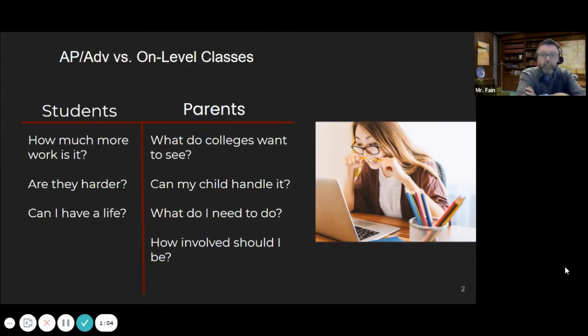An AP or an advanced course are things you sign up for that are taught at an advanced level, and they're different from the on-level classes. For an incoming 9th grader, you'll probably only see one AP possibility on your schedule, and that'd be AP Human Geography. Your other advanced courses would actually have that label ADV after the name, so it'd be like English 1 Advanced.